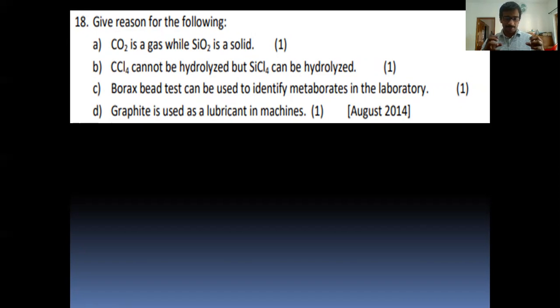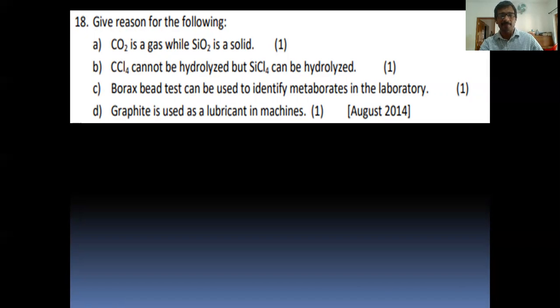Such single molecules exist together, therefore there is only a weak force of attraction between the molecules. But SiO2 is a three-dimensional network solid, not separate molecules. They are joined. Therefore, SiO2 is a solid, CO2 is a gas. CCl4 cannot be hydrolyzed, but SiCl4 can be hydrolyzed. Already mentioned: CCl4 has no d orbitals, SiCl4 has d orbitals present.